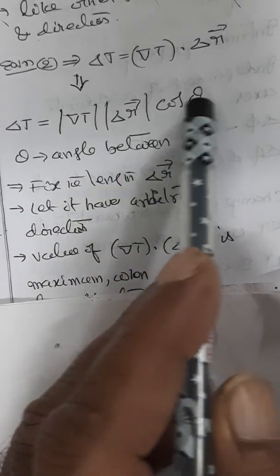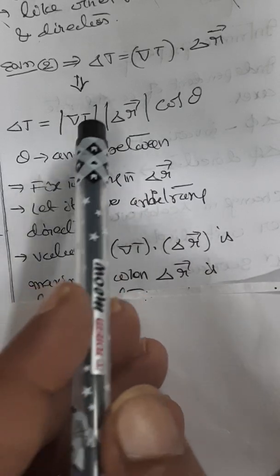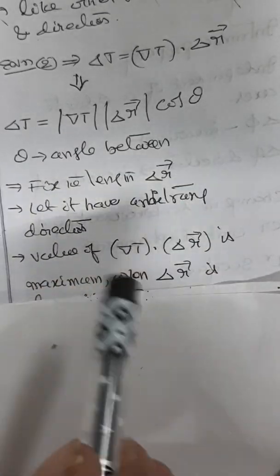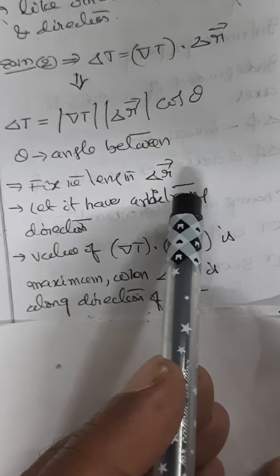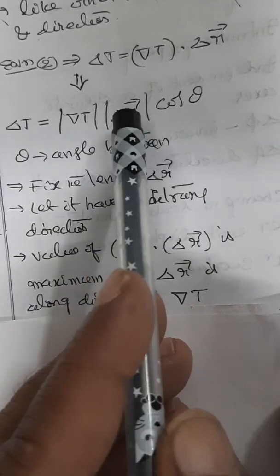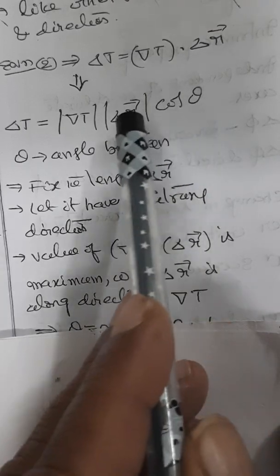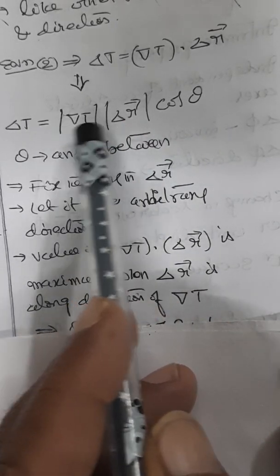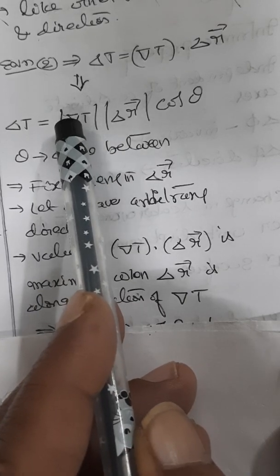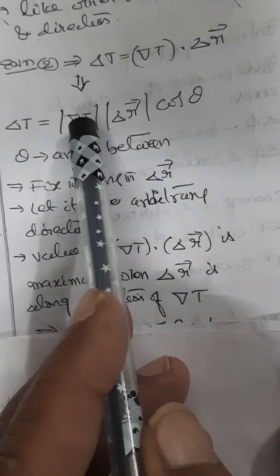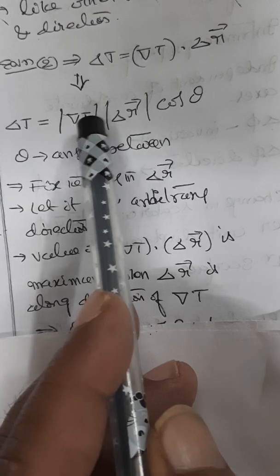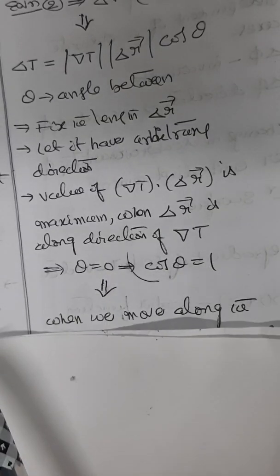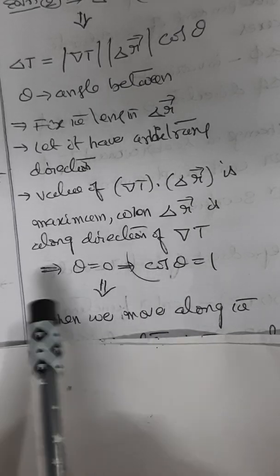When theta is 90, the whole thing becomes 0. Therefore, the value of del T dot delta R is maximum only when delta R is along the direction of del T, that means they are parallel. Only then will theta be 0. When theta is 0, cos theta is equal to 1, therefore it will have the maximum value.